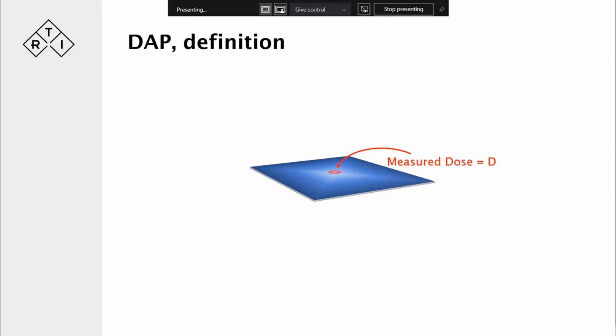So, going back and looking at the definition, we've got an area which is irradiated. We measure the dose in the center of that field, and multiply that with the beam size, which is the area irradiated, and in that way we calculate the DAP. That's the dose multiplied by the area. Simple as that.